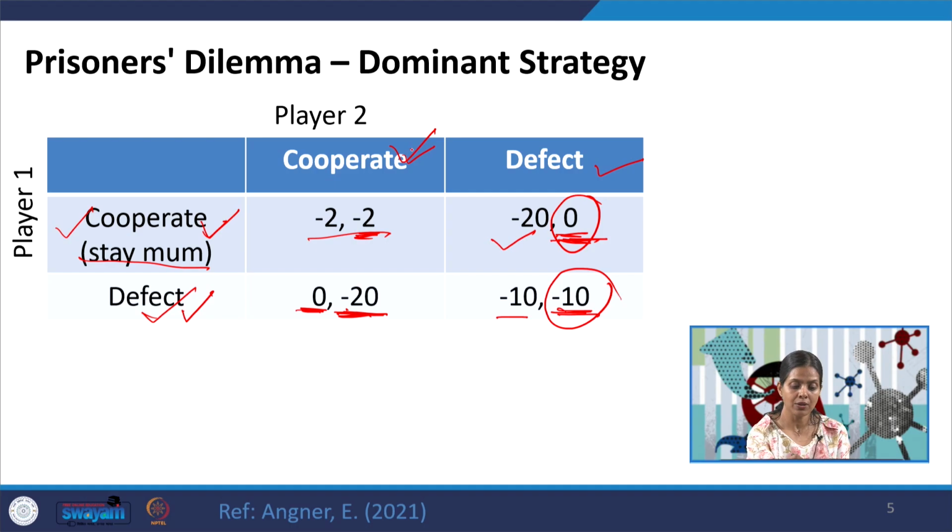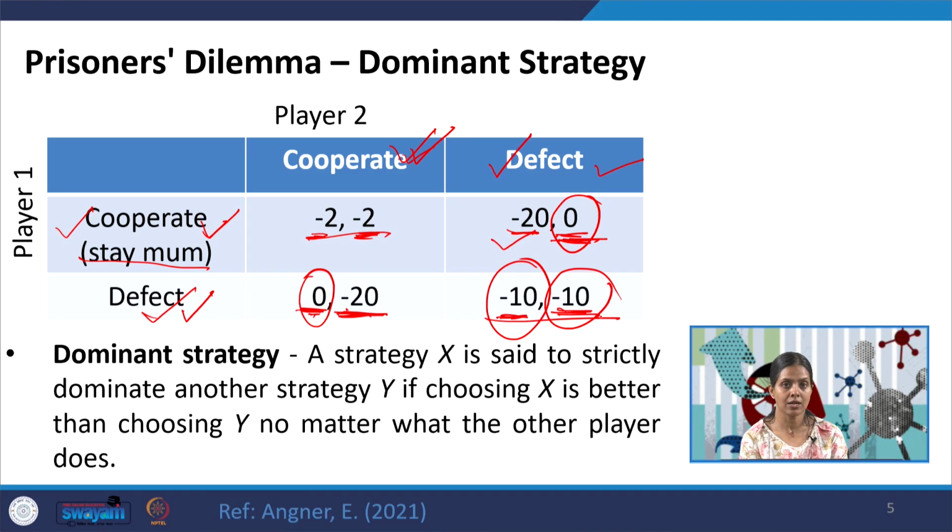When player 1 cooperates and player 2 cooperates, player 1 is better off by defecting, because I am now comparing minus 2 with 0. And when player 2 defects, then again by comparing minus 20 and minus 10, player 1 is better off by defecting. So, defect is the Nash equilibrium.